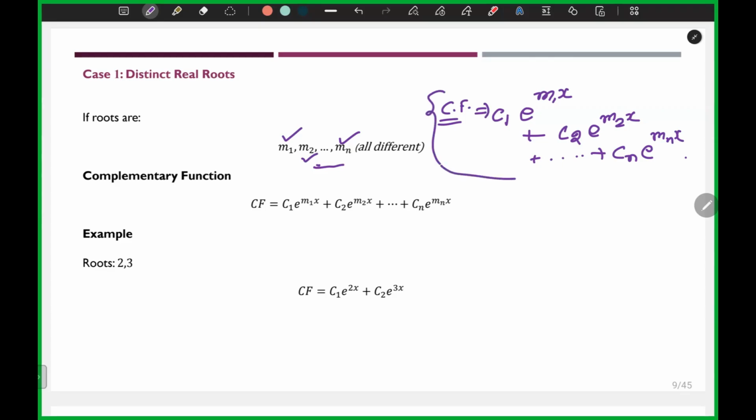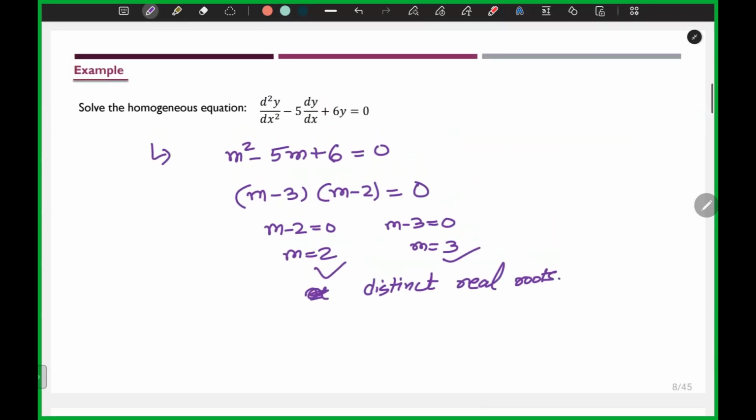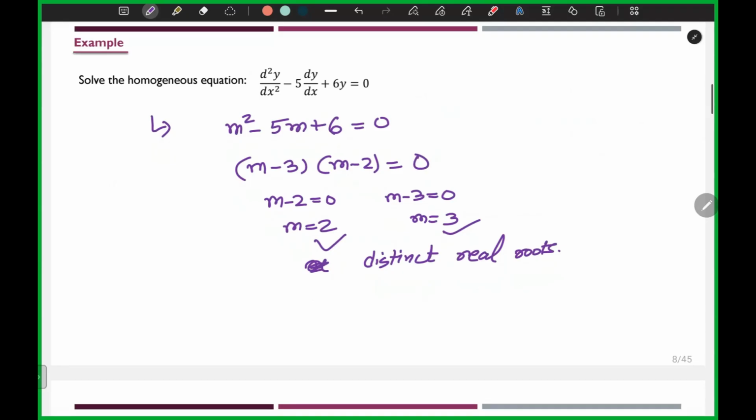Okay, and so here the two distinct roots are 2 and 3. So what will be the complementary function? Anyone of you can tell me? c1 e to the power 2x plus c2 e to the power 3x. Yeah, c2 e to the power 3x. Okay, and this is the solution of this equation, right? Because it is homogeneous, there is no particular integral value.